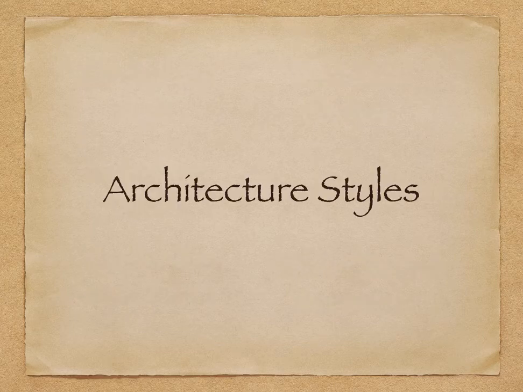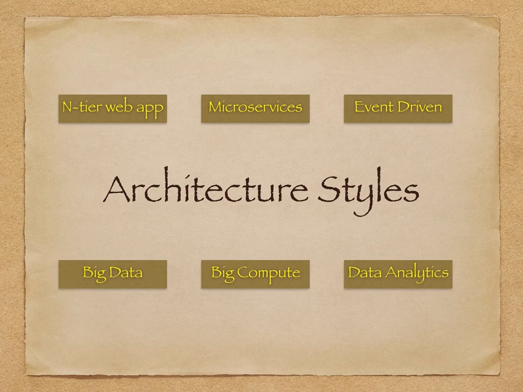There are different architecture styles available to select based on the use case or nature of the application. For example, it can be an n-tier web application, or event-driven application, or microservices-based application, or big data or big compute application. There are numerous distinct architecture styles for each of these use case scenarios.